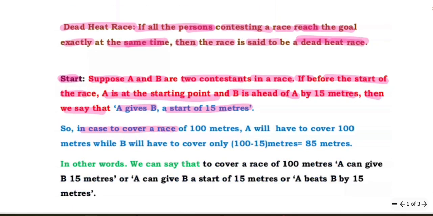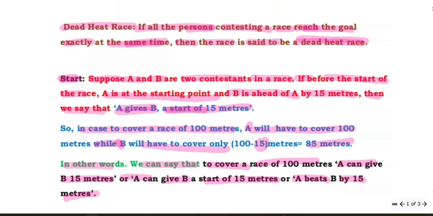So, in a race of 100 meters, A will have to cover 100 meters while B will have to cover only 85 meters. That means A is leading over B by 15 meters. So, A gives B a start of 15 meters. In other words, to cover a race of 100 meters, A can give B 15 meters, or A can give B a start of 15 meters, or A beats B by 15 meters.